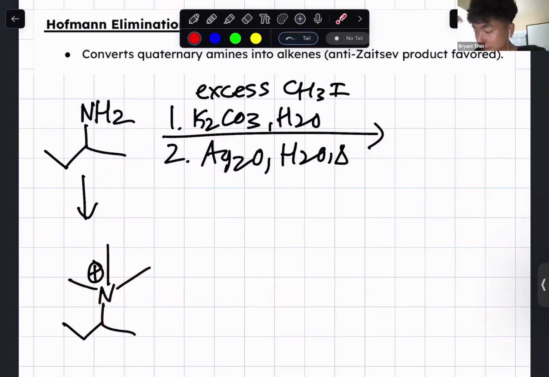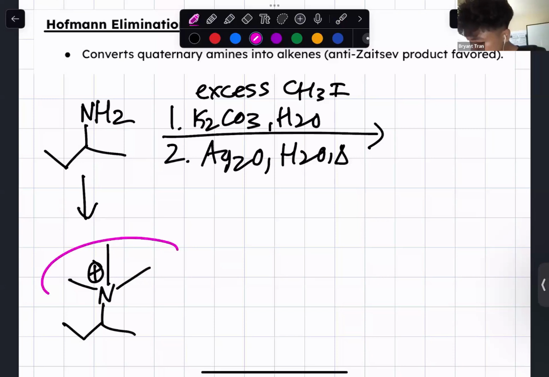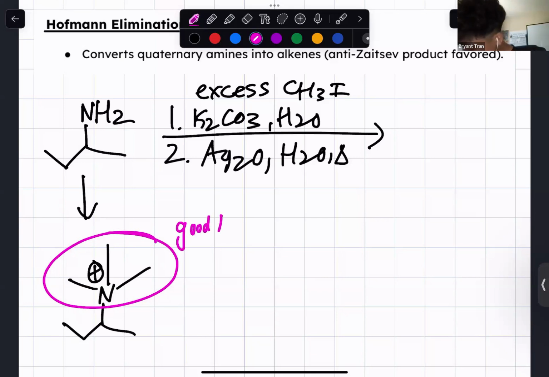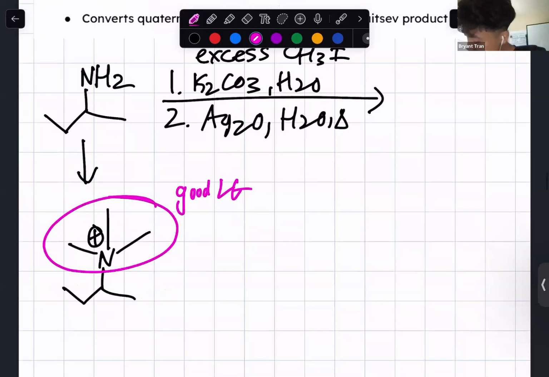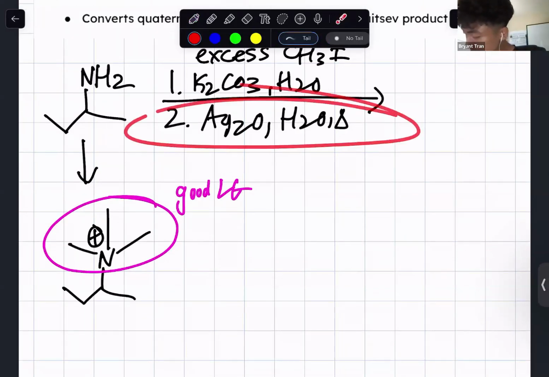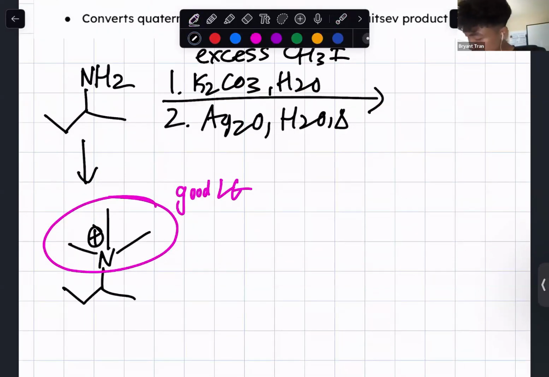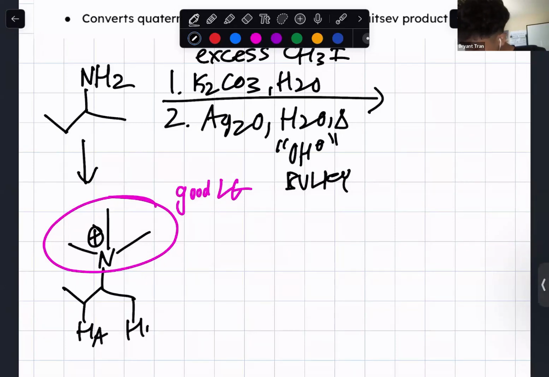Okay? Now, once we have this, think of this group right here, the nitrogen with the lot of methyl groups, as the good leaving group. So think of it like a bromine, chlorine, or iodine. Now, the Ag2O here, the base, comes in as a bulky base. Think of it as hydroxide ion, but it's bulky, right? Like LDA or tert-butoxide. So would you grab HA or HB to get the Hofmann alkene?